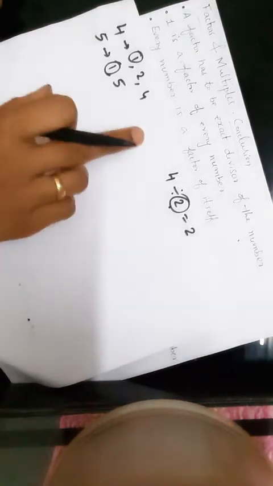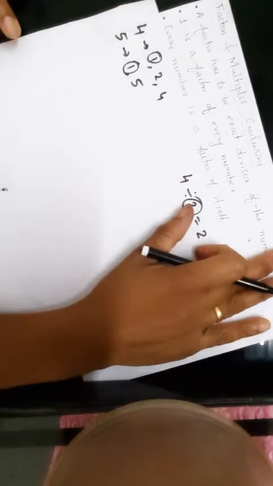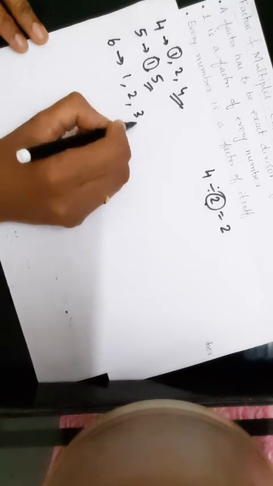Next, 1 is a factor of every number. That you can check yourself. When we write all the factors, we can see 1 is a factor of every number. Next, every number is a factor of itself. See, 4, here 5. Then if we write the factors of 6, we have 1, 2, 3, 6.